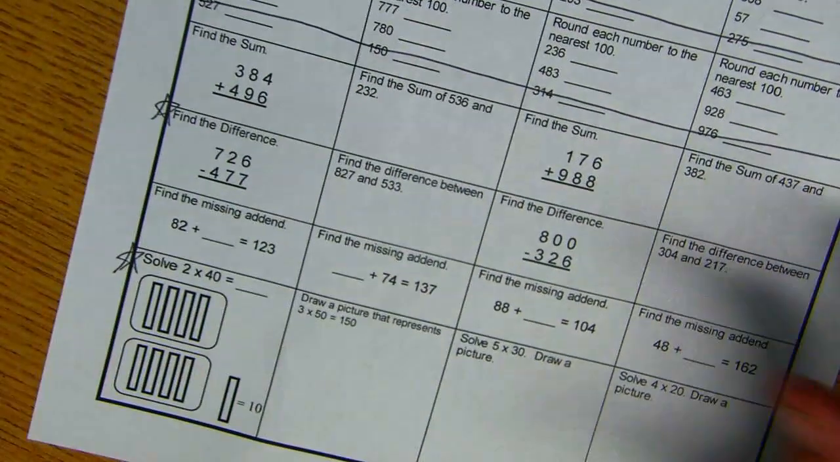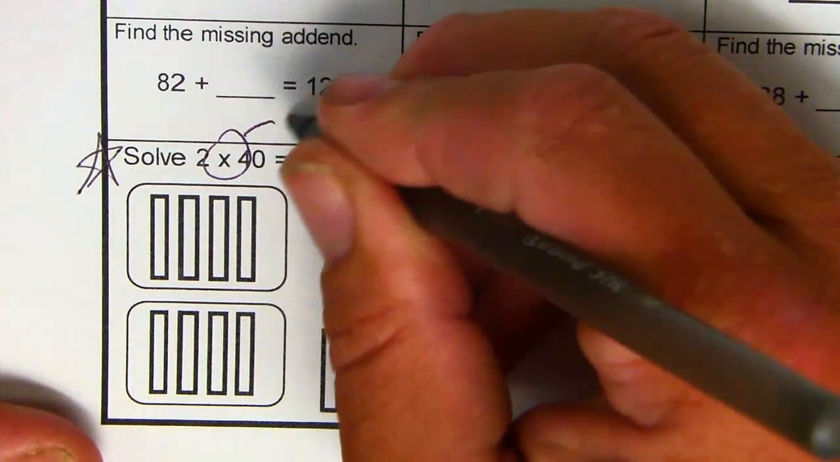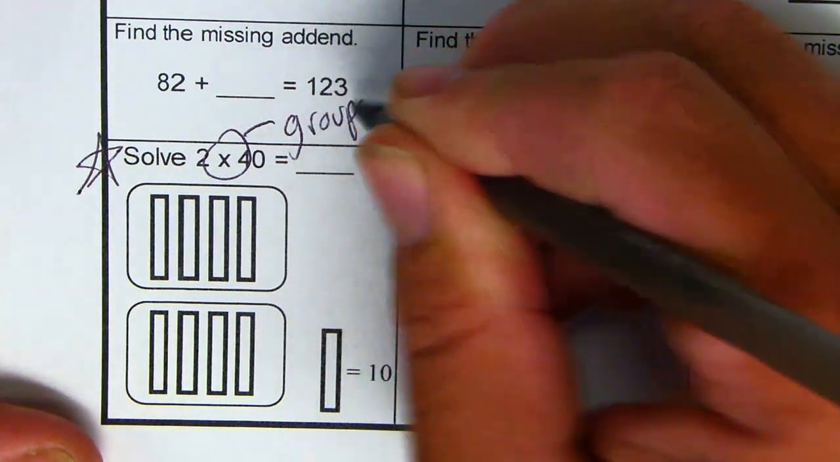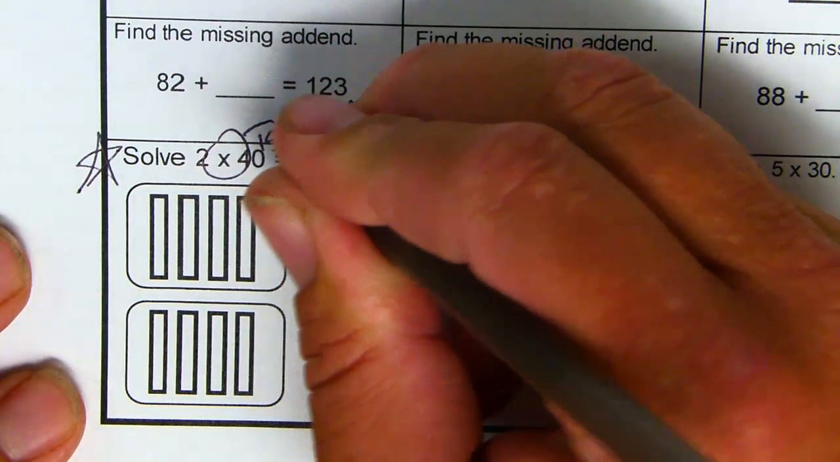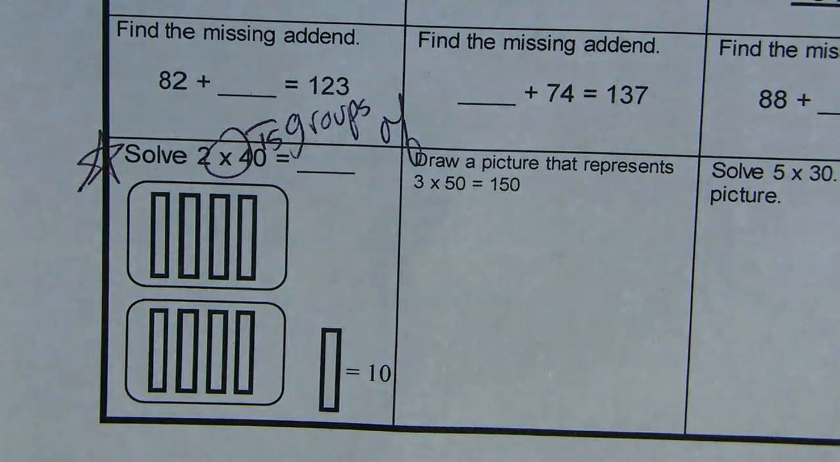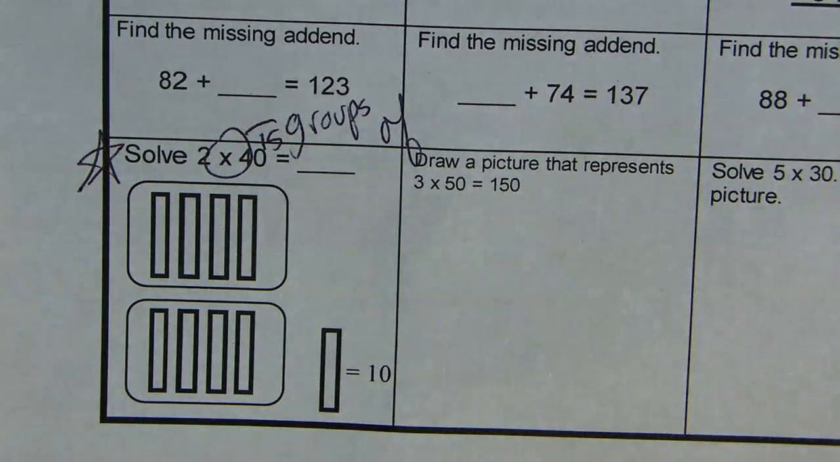Okay, final one. 2 groups of 40. We just learned that the multiplication sign means groups of. Or one of the students just mentioned, she puts an S, so it's 2 40s. You could skip count by 40s. 40, 80, 120, 160, 200, 240. That might be a little bit too tough.